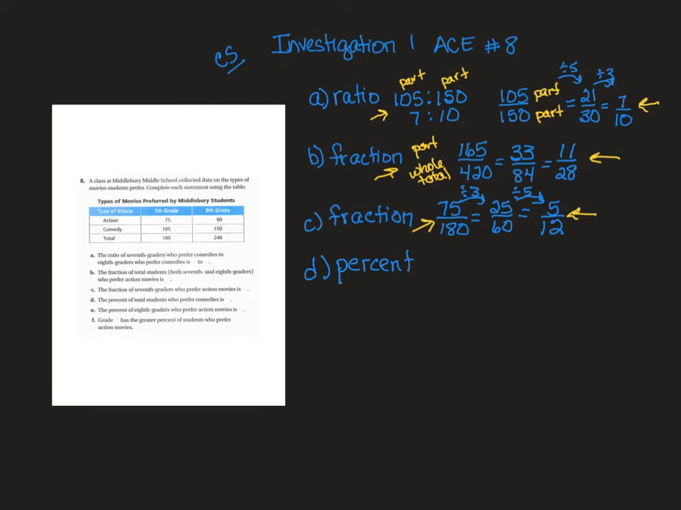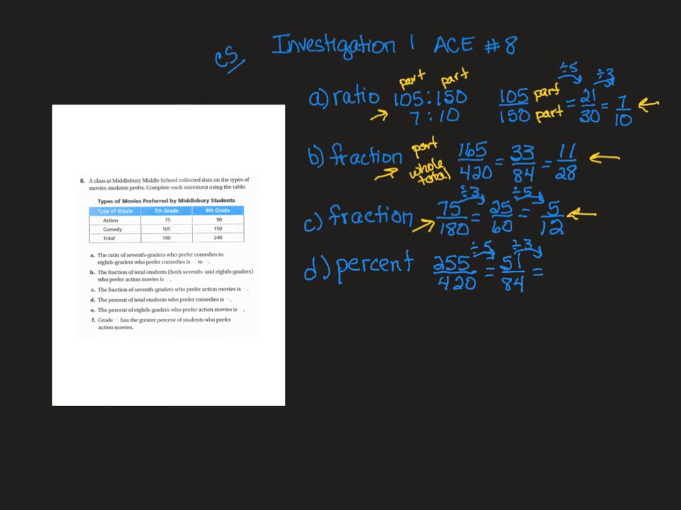D says total students who prefer comedies. So I'm going to add the comedy people together, which is 255 over the 420 total students in the student body. So I'm going to divide that by 5, and I'm going to get 51 over 84. That is also divisible by 3. So to be clear, I divided here by 5. And here I'm dividing by 3.